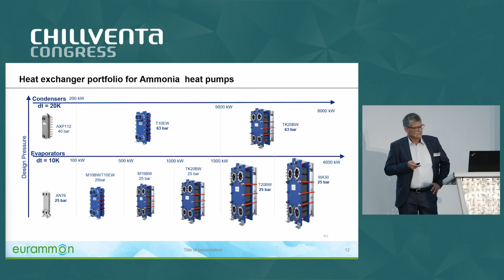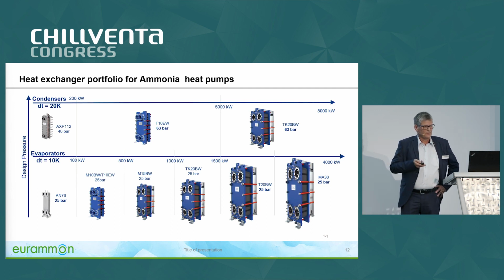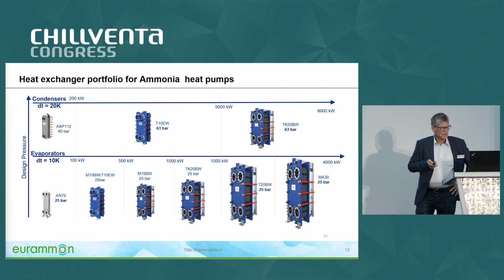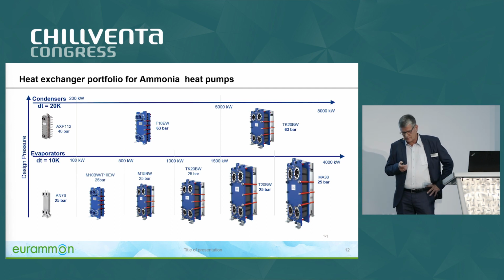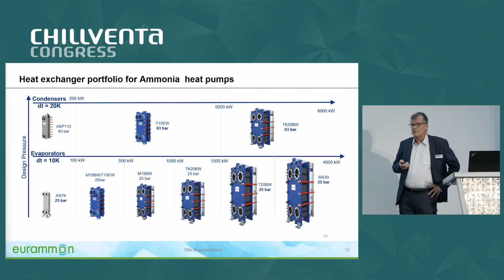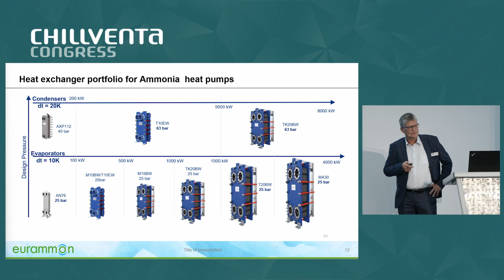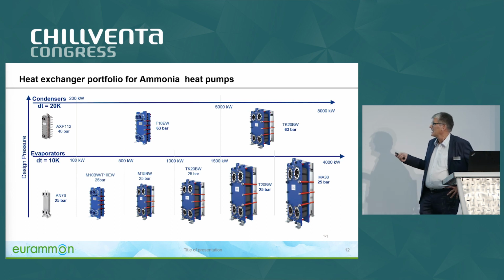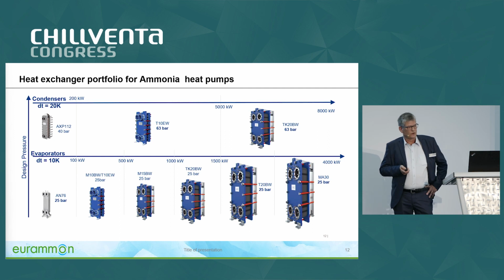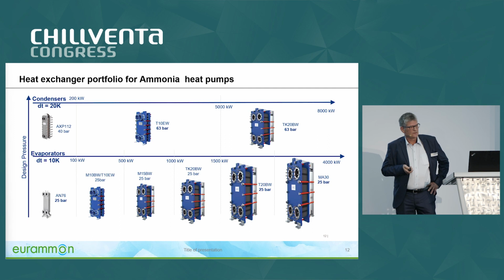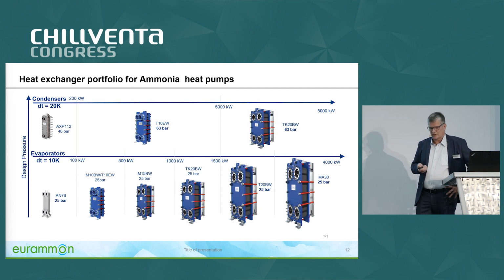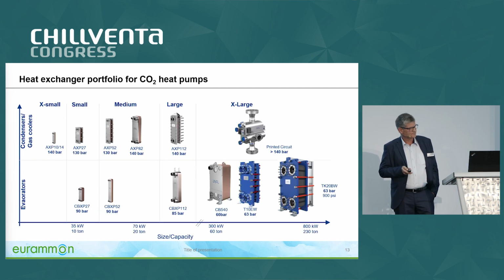This is a range. For what refrigerants do we have them then? I mentioned them, but here you have ammonia heat pump heat exchangers all the way up to 4 megawatt, 8 megawatt heating. Depends on the delta T. Delta T 10 for evaporators, up to 4 megawatt in one heat exchanger, and up to 8 megawatt with 20 degrees delta T for condensers. So from small capacities up to the very big ones.